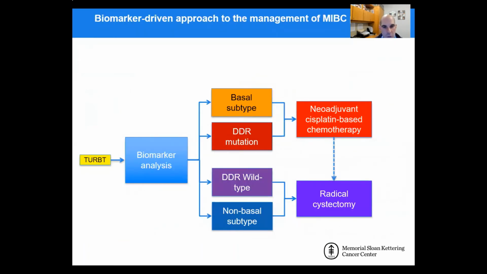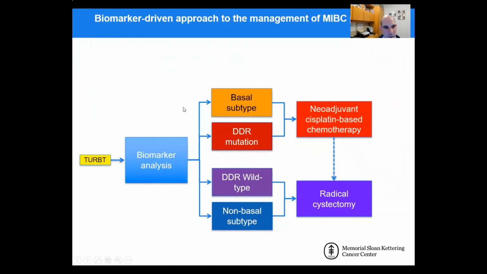As I alluded to before, there are gene expression RNA-based subtypes, molecular subtypes of bladder cancer. Again, I don't have too much time to go into the detail of that, but essentially there are these basal subtypes, which some think may be more sensitive to neoadjuvant chemotherapy compared to the luminal or non-basal subtypes.